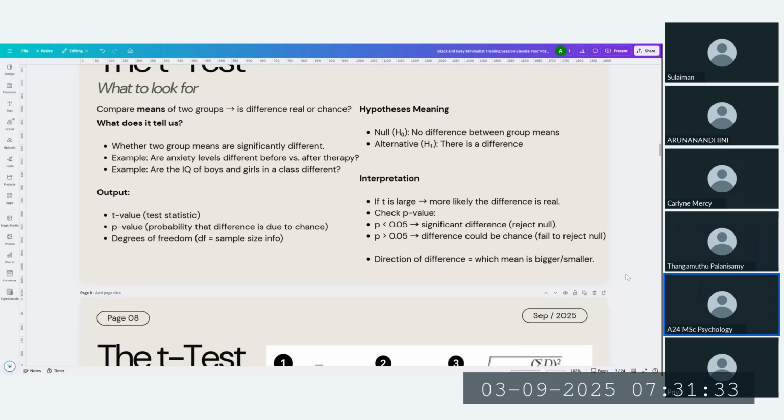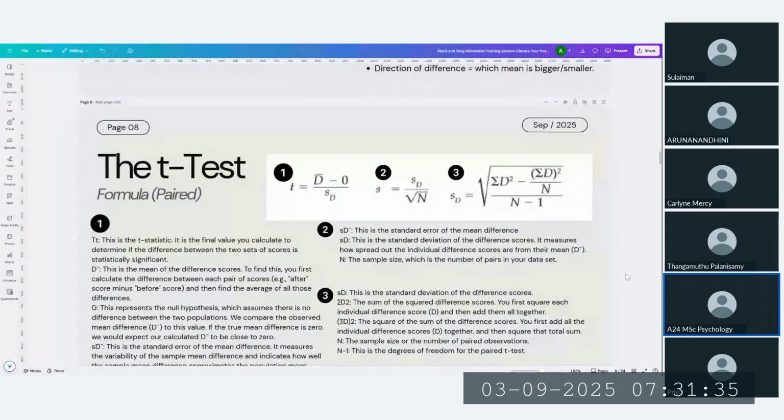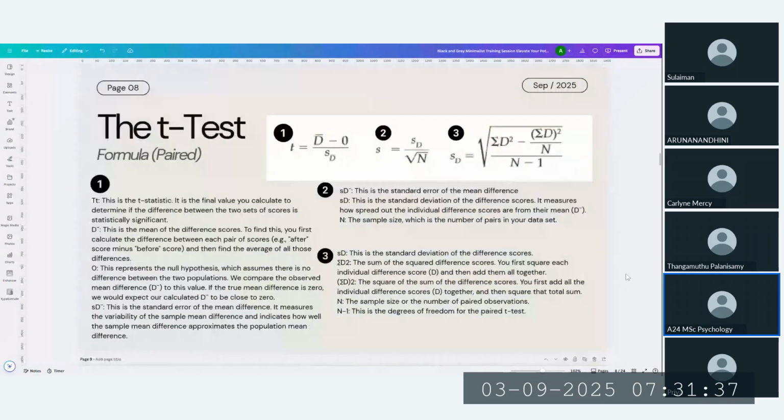So the formula, the typical formula, there are 3 formulae for the t-test. I will not go into the details of this. I will share this PPT. What I have done is I have taken the textbook and explained the formula parameter by parameter in a simple way. Right?